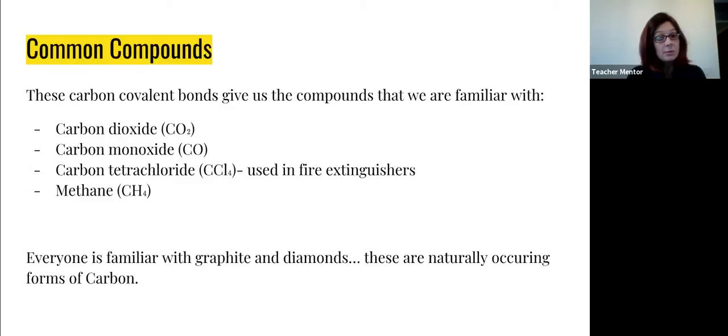Also, things that we are familiar with are naturally occurring forms of carbon. We have graphite that we can find, and we have diamonds. Diamonds are, again, a natural form of carbon.